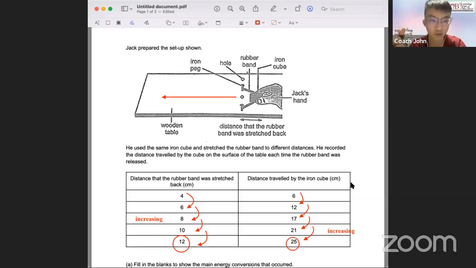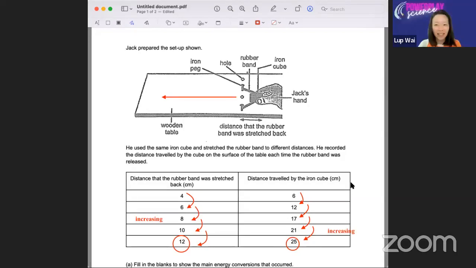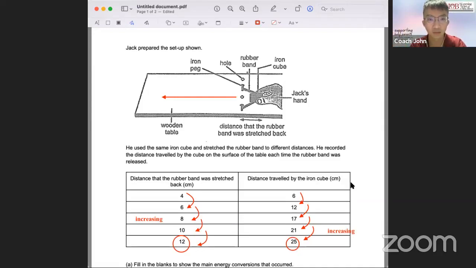Because just now what was mentioned was the pulling of the rubber band. The rubber band, then the iron cube, then I can see the hand, I can see the wooden table, I can see the distance that the rubber band was stretched back. But not much was mentioned about the hole, right? Yep.